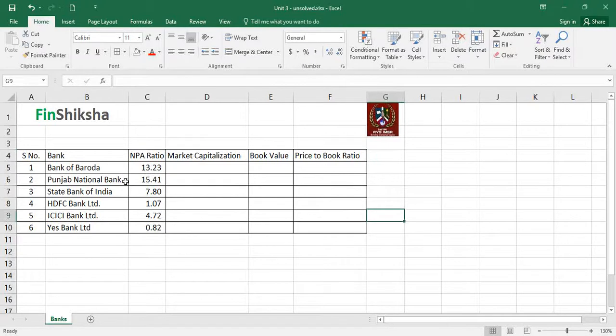So let's look at the Excel file. We have the NPA ratios available with us. We need to calculate price to book ratio, which can be calculated by market capitalization divided by book value. Book value, remember, is also similar to the net worth, which is share capital plus reserves and surplus. So we can go to the balance sheet and find the book value for each of these. Let's also look at market capitalization of each of these.